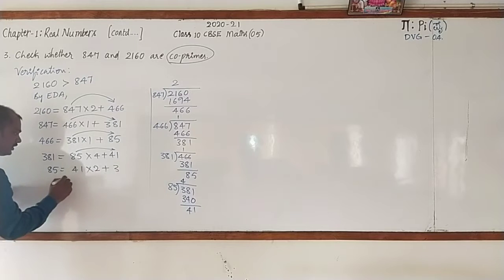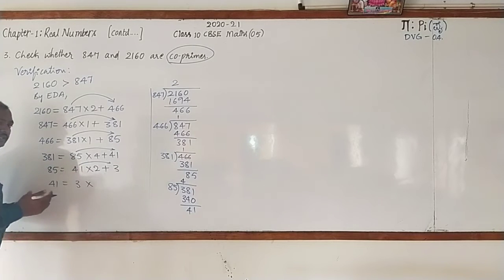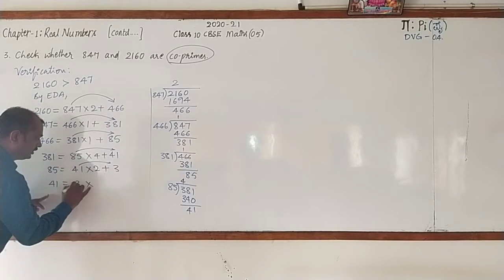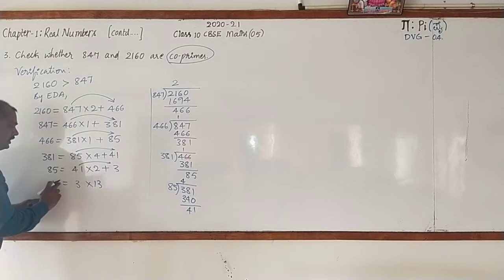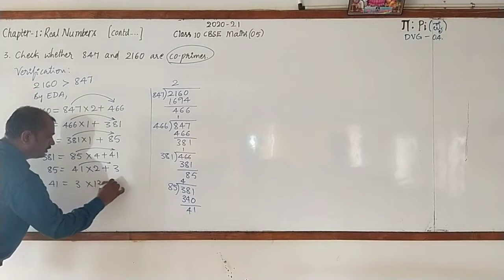Again, remainder is not equal to 0. Continue this. 41 is equal to 3. How much sum? We know that 3 13s are 39. I'll write 3 13s are 39. How much will remain? 2 will remain.